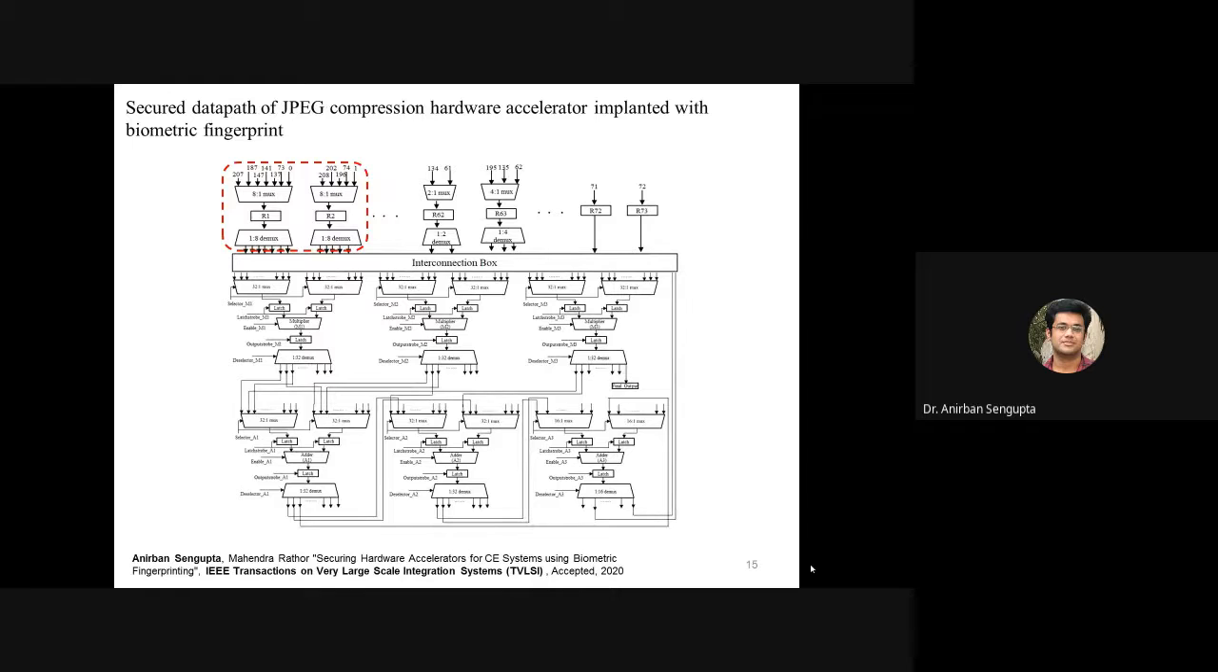Once we implant such fingerprint or facial biometric data into the hardware, we could see that the hardware, once designed, would appear to look like this. This is an example made for a JPEG compression and decompression IP. The red marked portion on the top indicates where the facial biometric or fingerprint biometric secret data is implanted. But optically, by visual inspection, an attacker wouldn't be able to figure this out.